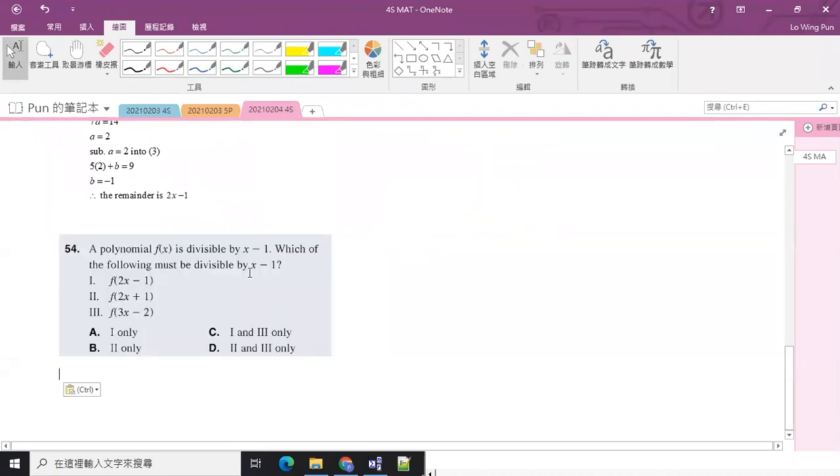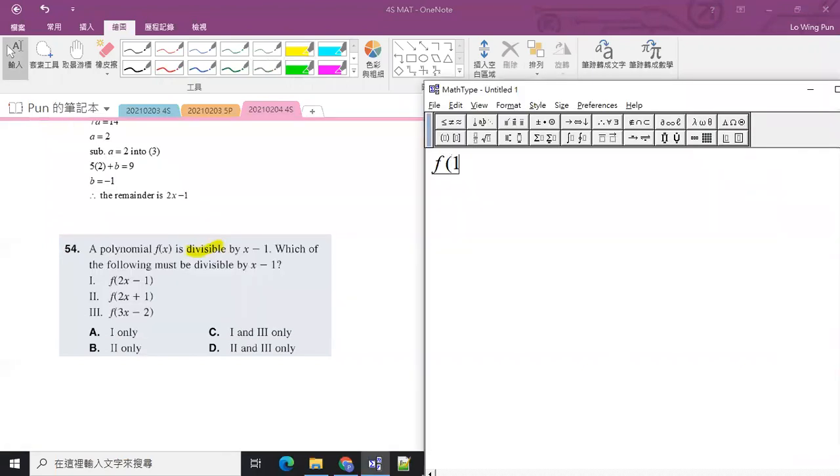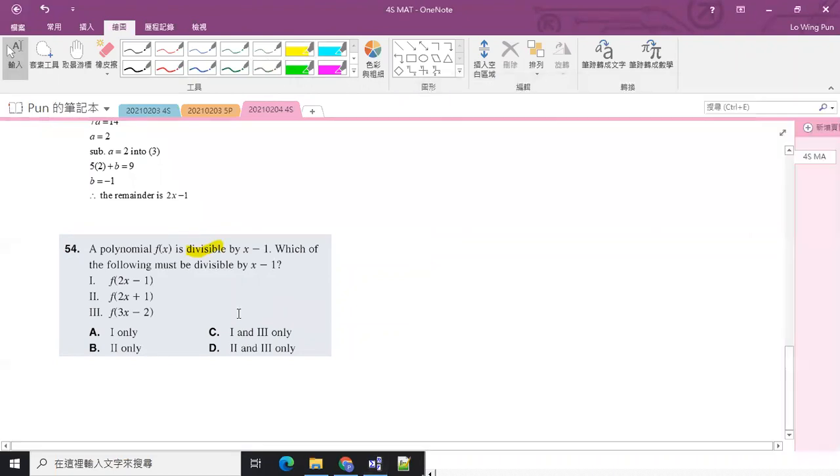A polynomial fx is divisible by x minus 1. So you just highlight this keyword, divisible by x minus 1. f1 is equal to 0. Can you get this? Because when it's divided by x minus 1, the remainder should be equal to 0. That is what it means by divisible. And which of the following must be divisible by x minus 1? Must be divisible by x minus 1.